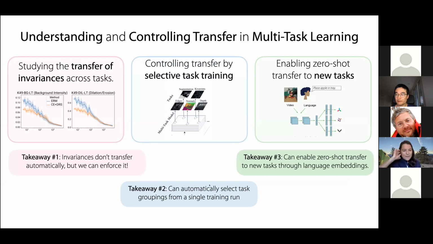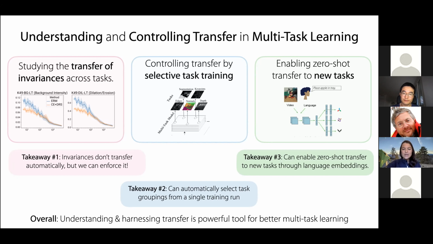And so to wrap up, I talked about this general goal of understanding and controlling transfer and multitask learning. I talked about how invariances don't transfer automatically, but we can enforce their transfer. I talked about how we can also enforce transfer by selecting task groupings, and we can do this efficiently from a single training run. And lastly, I talked about transfer to new tasks through these language embeddings. Overall, I think that understanding transfer and trying to harness and control it in certain ways is ultimately a powerful tool for better multitask learning.